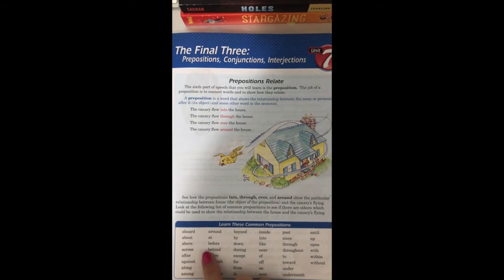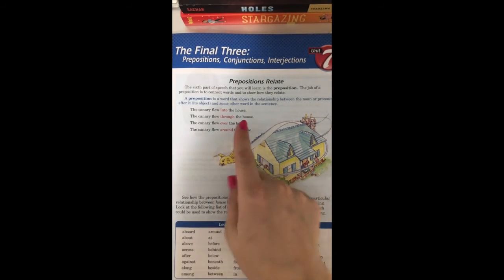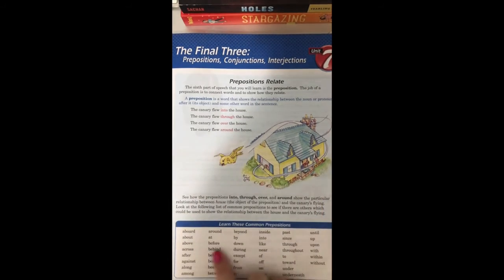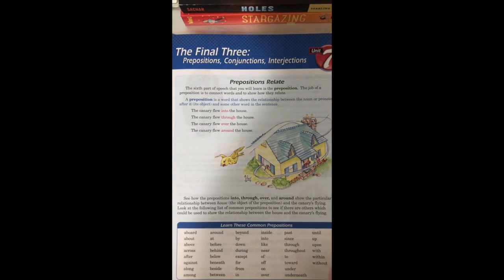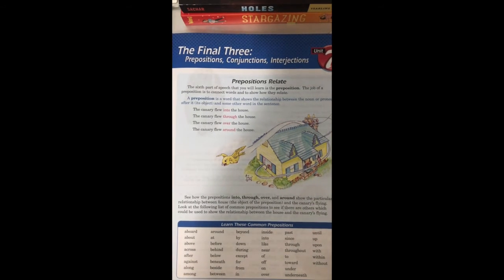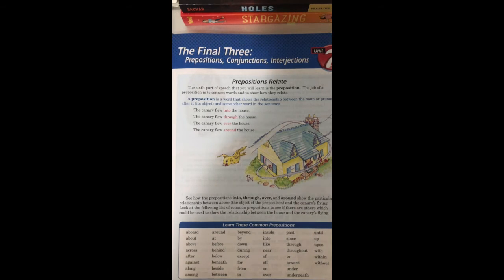So here, for example, it wants you to decide which other words you can use with this sentence. So we said into, through, over, and around. So you can say maybe the canary flew inside the house. The canary flew past the house. Those are good ones. Not all of them will work, but it's good to find the ones that do work so you can get a good idea of which ones make sense.